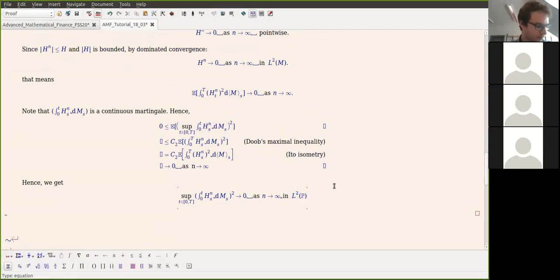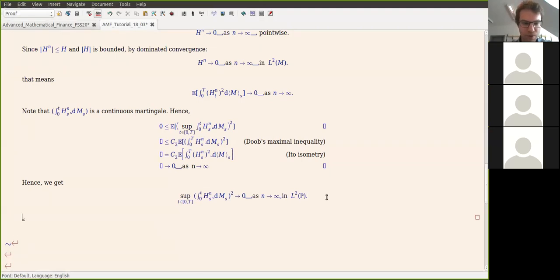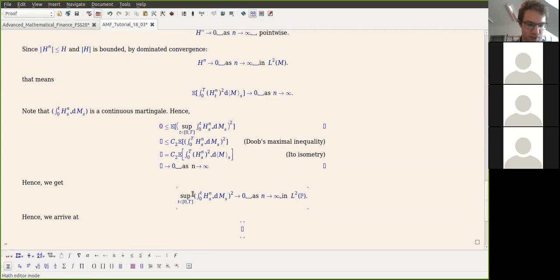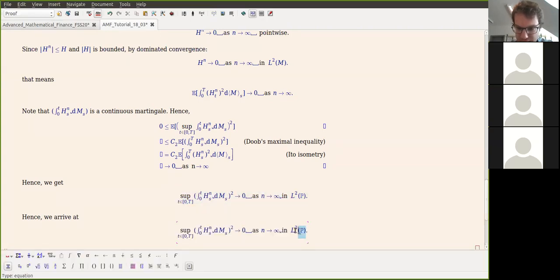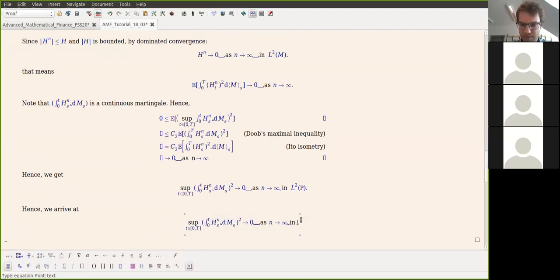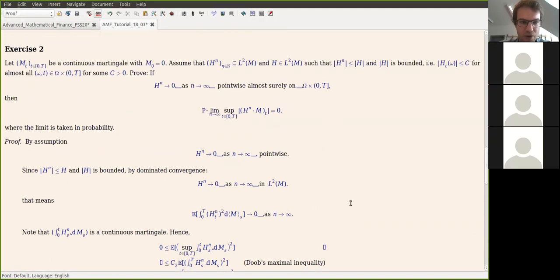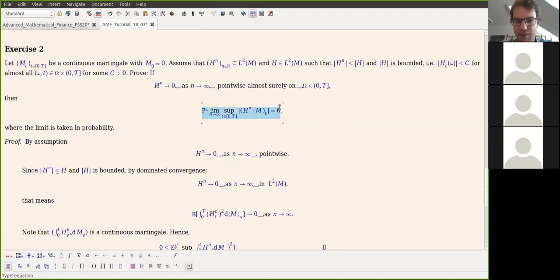And now, well, we know that L2 convergence implies, right, L2 convergence leads to convergence in probability. So let's take this, put it here, and make it in probability. Right. And that's already what we wanted to show. Going back to the exercise here, that's exactly what we wanted to show.